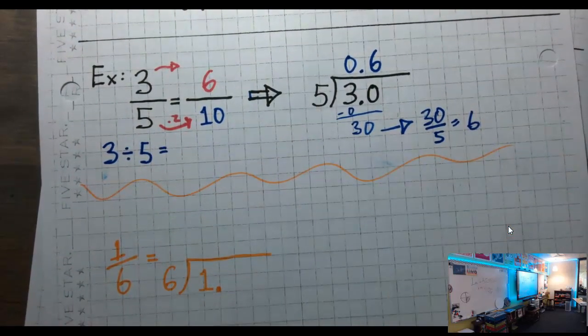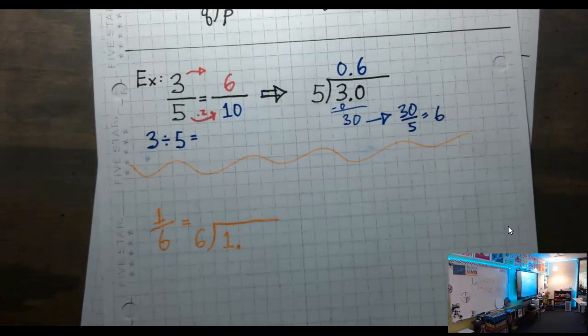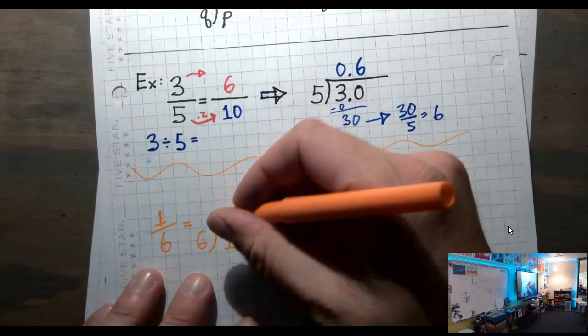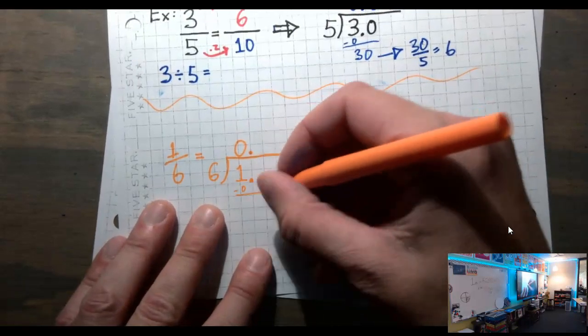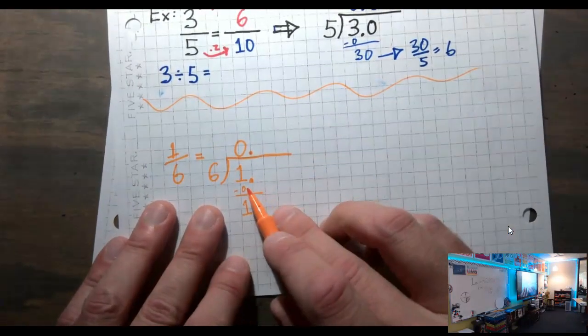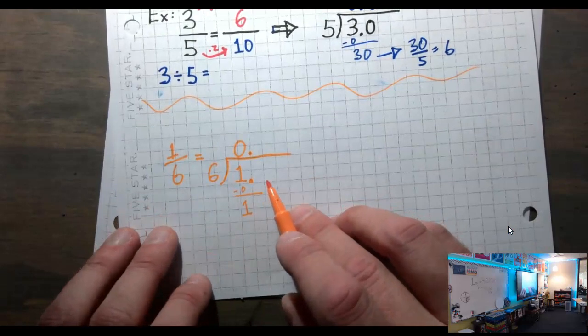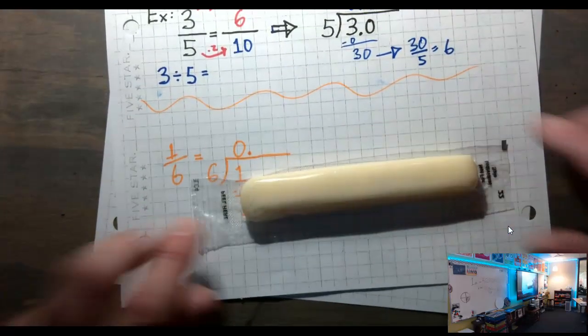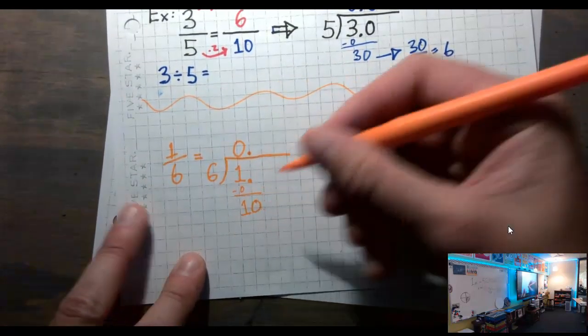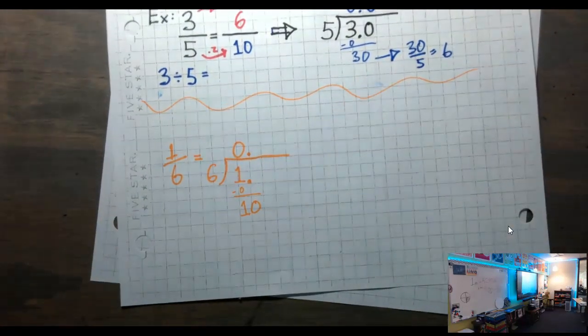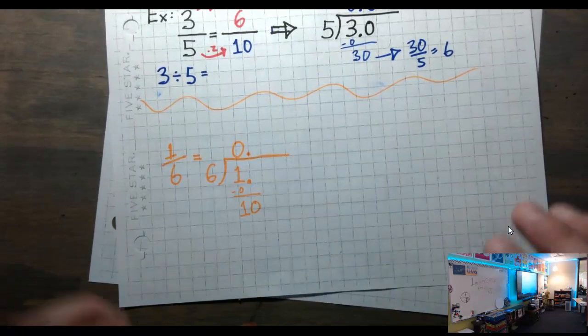But if I have 1 cheese stick and I'm dividing it among 6 people, can everyone have 1? No. So we put a 0 here. Do the subtraction. What do I do to the cheese stick since everybody could not have 1? I cut it into tenths. So now I have 10 pieces. Now, can everybody have a piece?